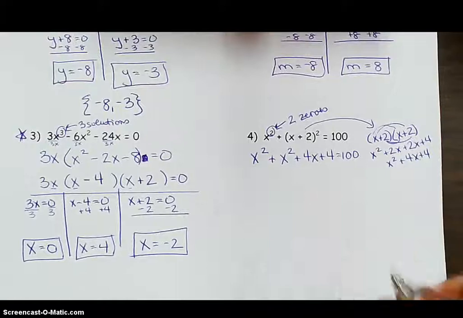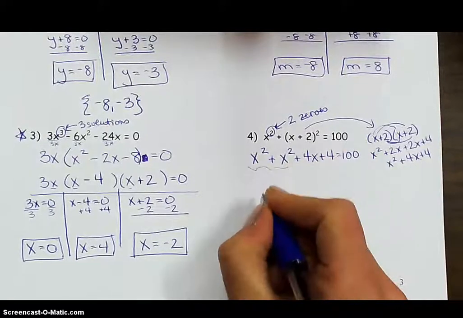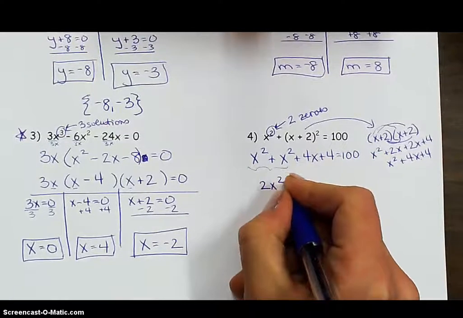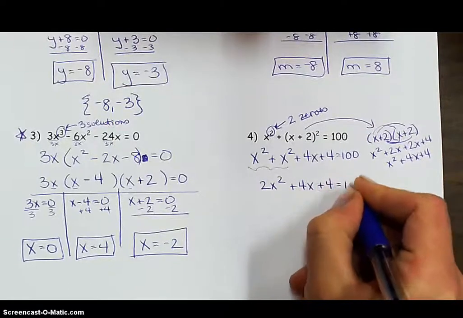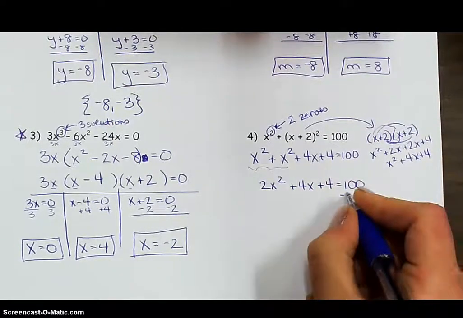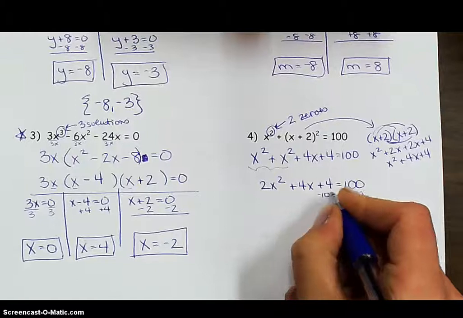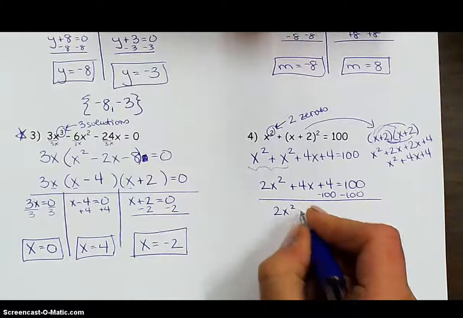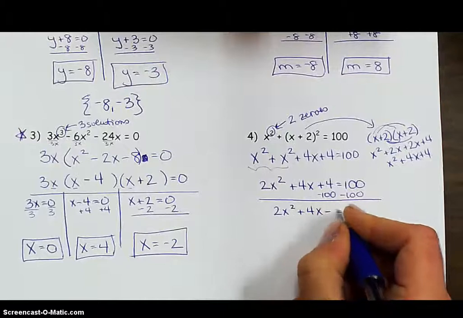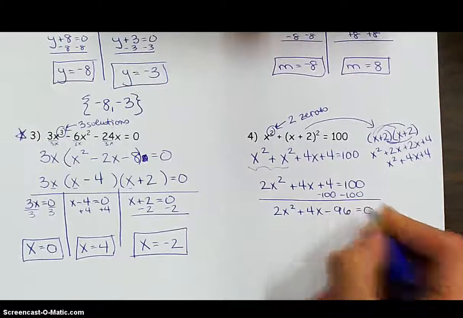which means I have to set this equal to 0. So I'm going to combine my like terms here, and we're going to get 2x squared plus 4x plus 4 is equal to 100. But we have to set this equal to 0. So now I'm going to transpose the 100 over. And we're going to get 2x squared plus 4x minus 96 is equal to 0.